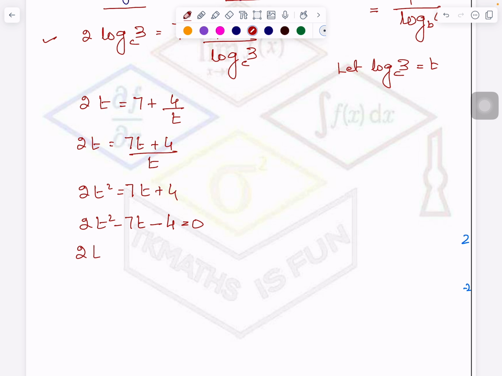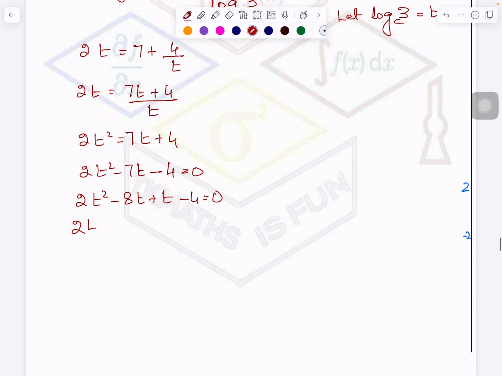So if I factorize it, because 4 twos are 8, I am sure you know this, because those who are doing additional mathematics, at least, they know these basic things. So it is (2t + 1)(t - 4), right? So you got t equals 4 and minus half.